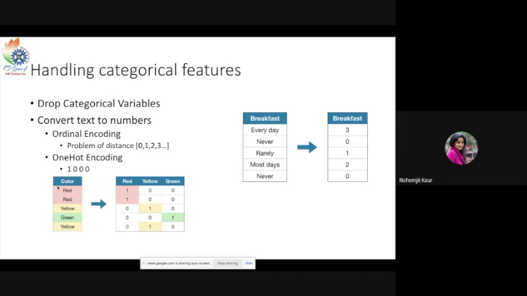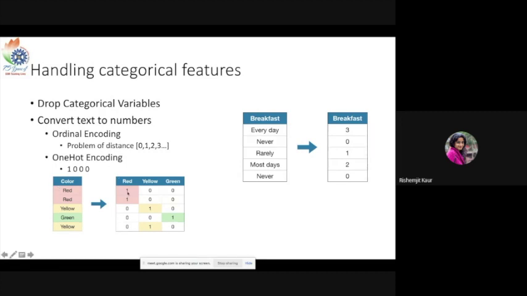Now, as I said, there is no order to it. Can we say that red is superior to yellow, or green is better than red? There is no such kind of order in there, right? So using ordinal encoding is not our first choice. It is not something that we will prefer. So we will go with the one hot encoding itself.